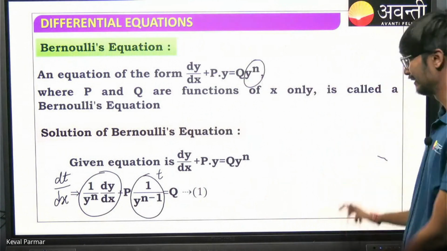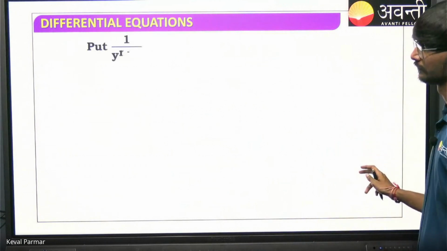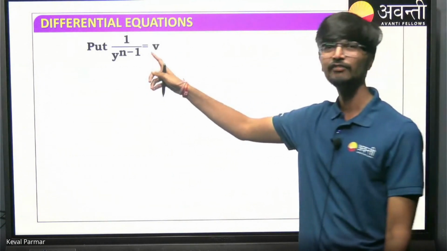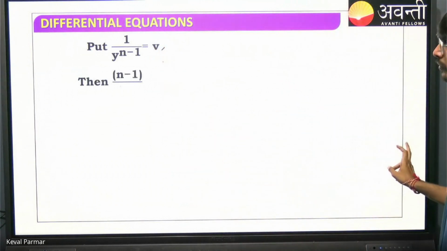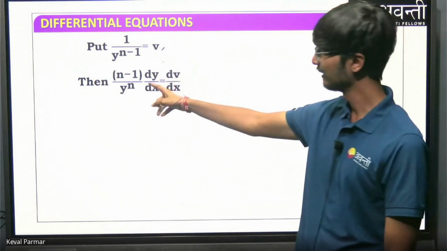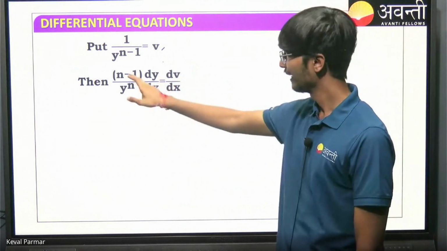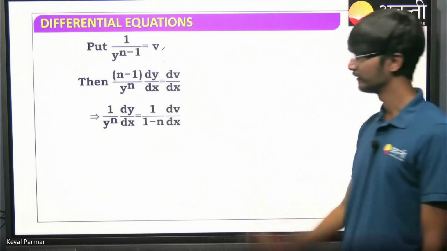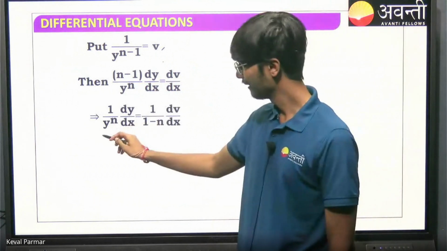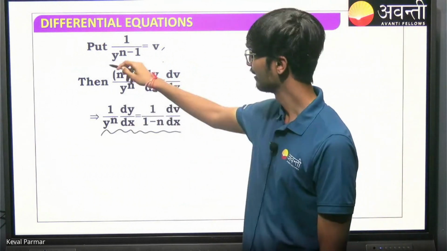How will it become dt by dx? See, as I said, they have used v, it's fine, you can use v or t. So if we differentiate, then I'll get this. Now I can take n minus 1 on this side. So I'll get this. That means I can replace this with this, and I'll replace this with this.